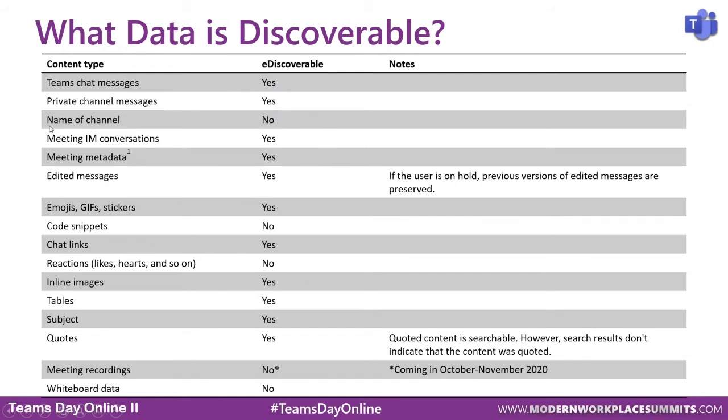The exceptions are when you do an eDiscovery search, you actually cannot filter or see a metadata property that is the name of the channel, unfortunately. Common request. You also won't be able to return code snippets in a search.